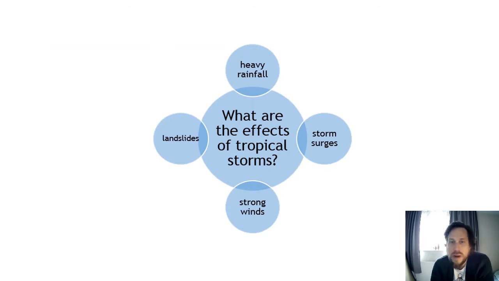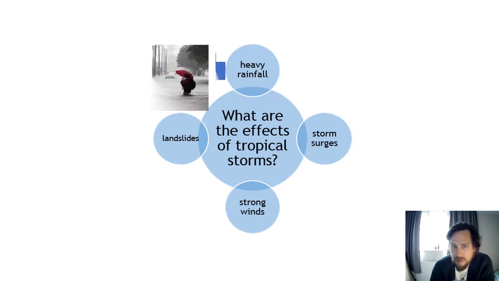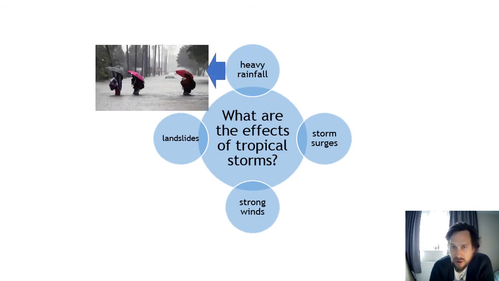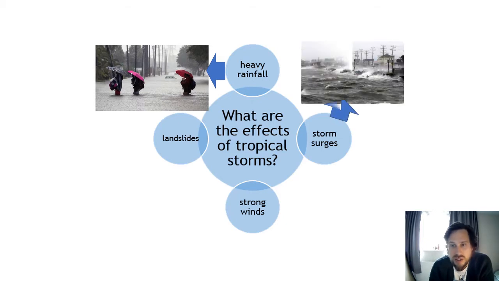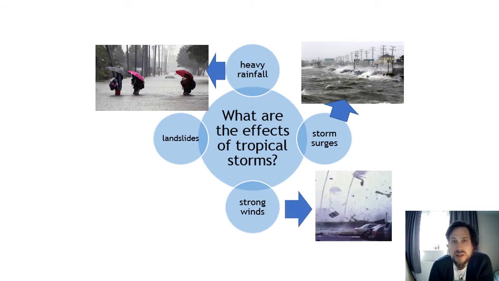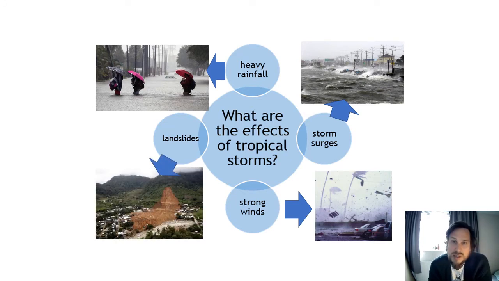So there are four main effects of tropical storms. We've got heavy rainfall, so the fact that it's raining constantly and very, very heavily. We've got storm surges, which I'll show you in a little bit, but floods the land. We've got strong winds, so the actual winds of the hurricane or tropical storm themselves can actually break things and blow things around. And we've got landslides, so the effects of the wind and the rain can make mud and rock fall from a hillside and even houses.